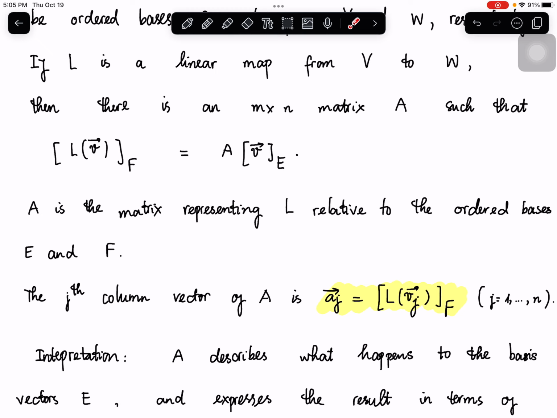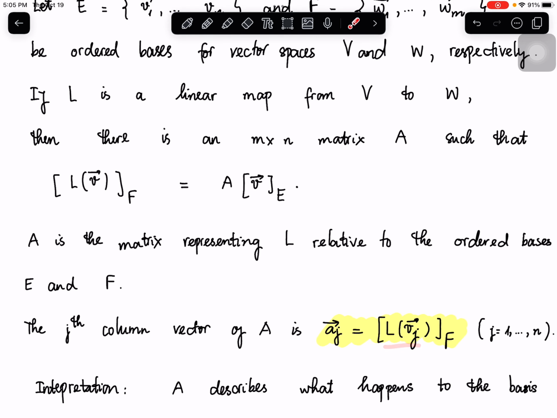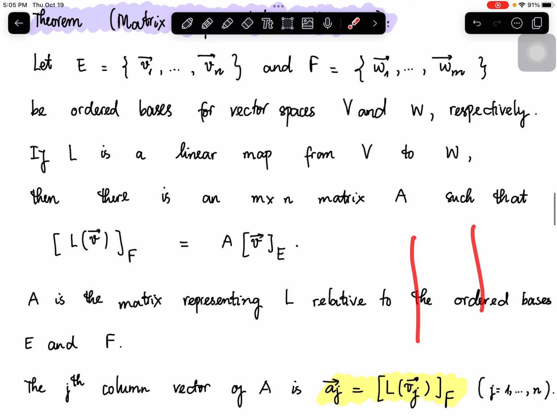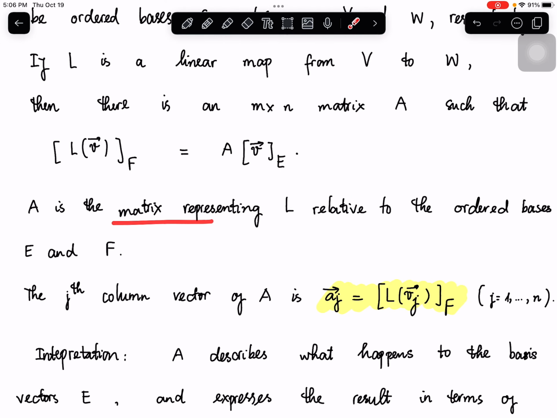We find the columns. So the jth column of A is the image of the vector Vj, where Vj is the jth vector in the ordered basis E. Right, so we compute the image of V1 and put it in column 1, compute the image of V2 and put it in column 2, and we can have n such columns, n column vectors, and that will give us the matrix representing L relative to the ordered bases E and F.